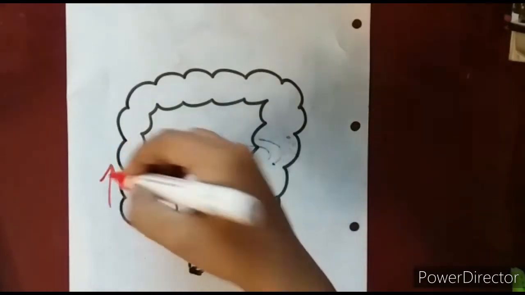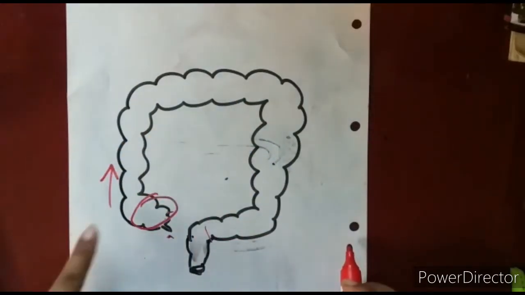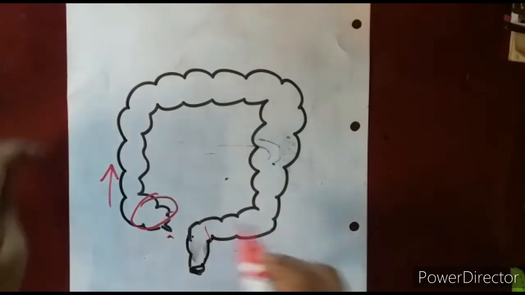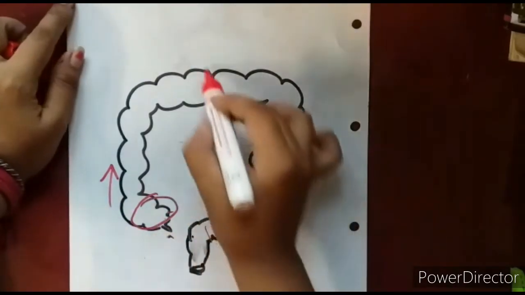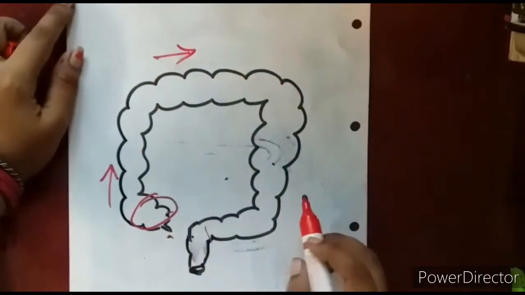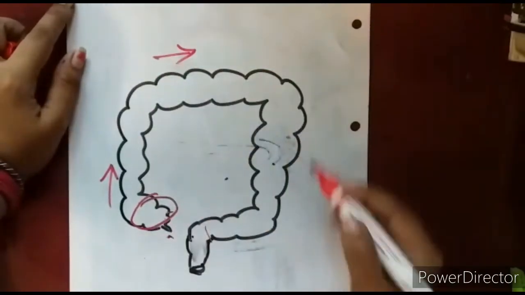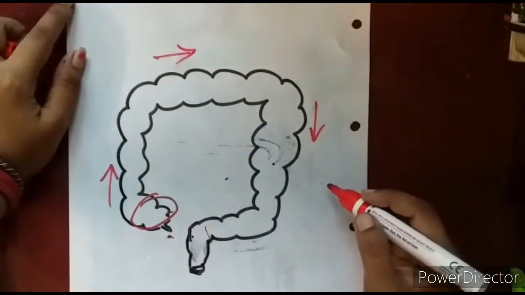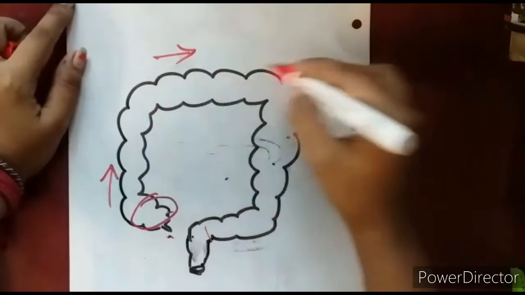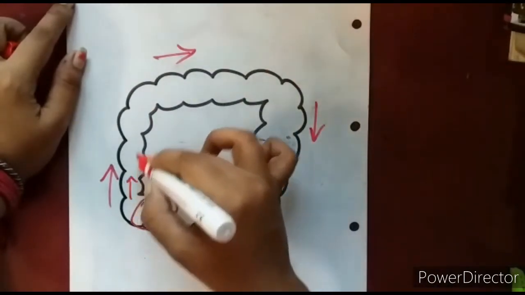This one is the ascending colon. According to the direction of the arrow, you will be naming it. This is the ascending colon. This is the transverse colon as it is moving horizontally. This is the descending colon, because it is moving down now. The food will pass from here.